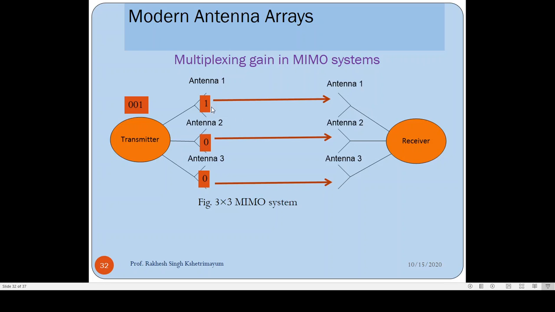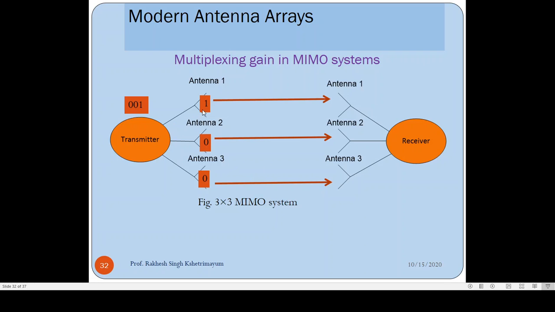So now let's say this transmitter wants to send 0, 0, 1, and the transmitter has 3 antennas, antenna 1, 2 and 3. What this transmitter will do is convert this serial bit stream into parallel. So the first antenna will send 1, the second antenna will send 0, the third antenna will send 0. So at one particular instant of time, this 3x3 MIMO system is able to send 3 bits at a time.